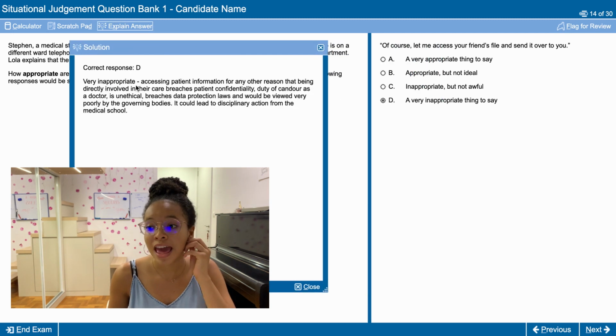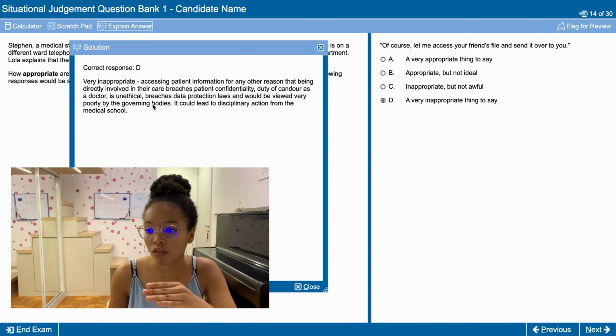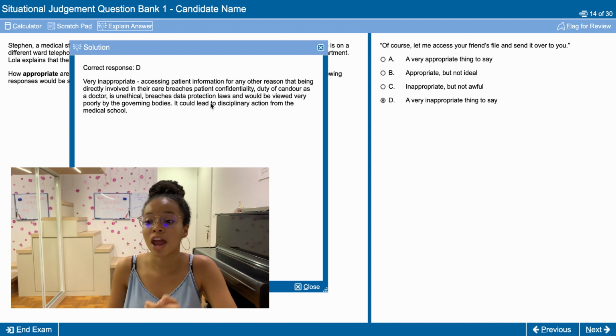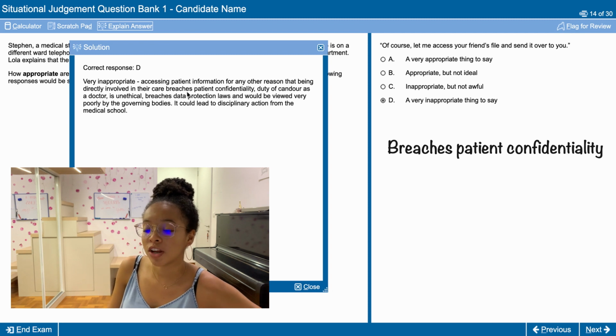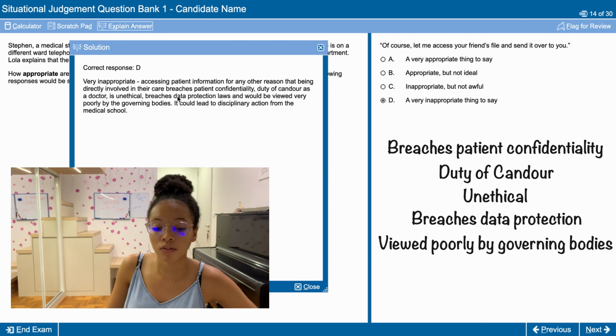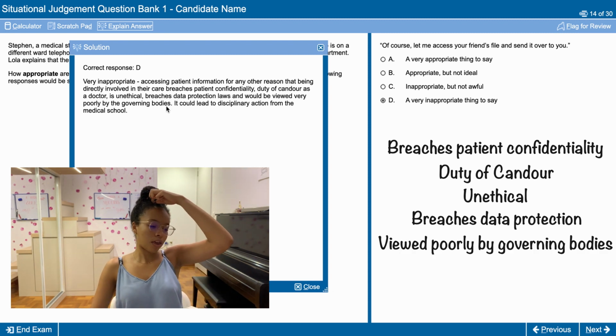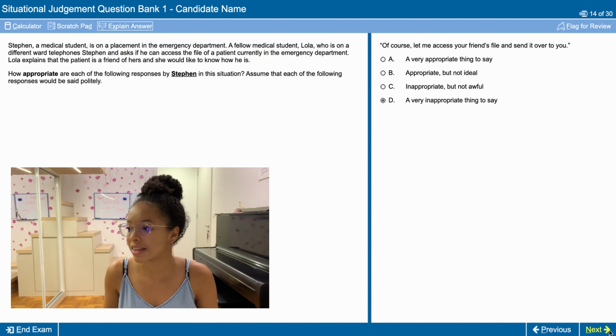Again, very inappropriate. Accessing patient information for any other reason than being directly involved breaches patient confidentiality, duty of candor. As a doctor it is unethical, breaches data protection, and is viewed very poorly by the government bodies. It could lead to disciplinary action from the medical school. So I would also note all of the important things here. I would write: breaches patient confidentiality, duty of candor, unethical, breaches data protection laws, viewed poorly. I would write all of this down on a paper so I would have a bank of ideas when I am actually answering my questions later on when I continue practicing.